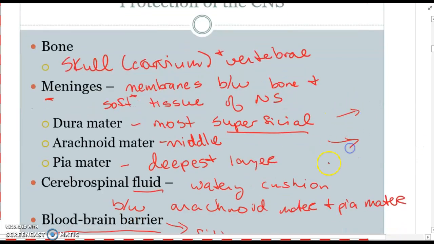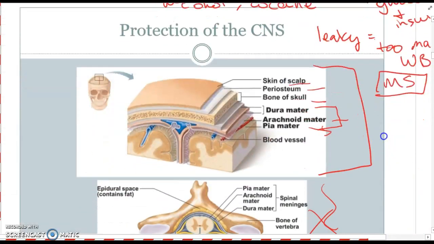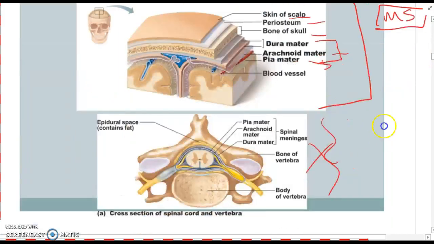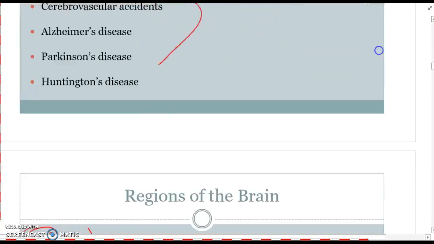The superficial, the middle, and the deepest layer of the meninges. Make sure you remember superficial, that is the outside layer. So the arachnoid is in the middle, and then again the deepest layer, the pia mater, is closest to your blood. I'm not sure if I had mentioned that before, but again, moving on.